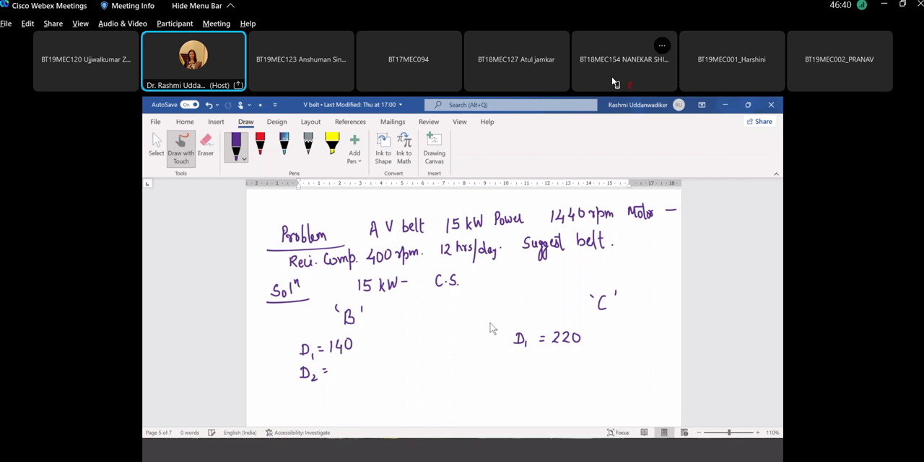N1 and N2 are 1440 and 400. Assuming 100% efficiency, give me the value of D2. If you want, you can use 98% efficiency as well. For time being, let's go with 100% efficiency. On V-belt we can very safely ignore slip. Give me D2 for B and C.